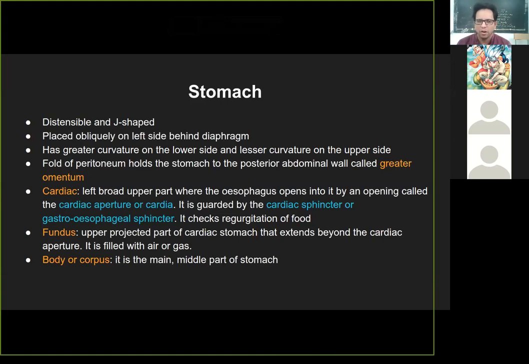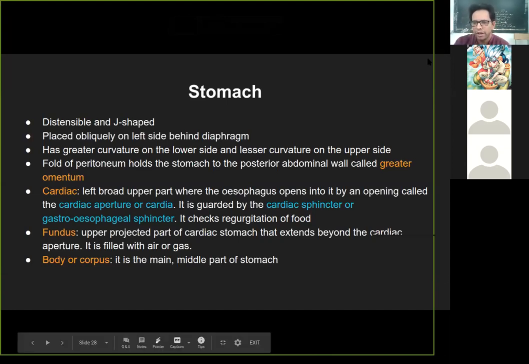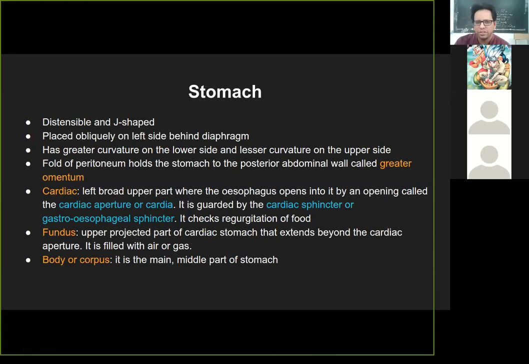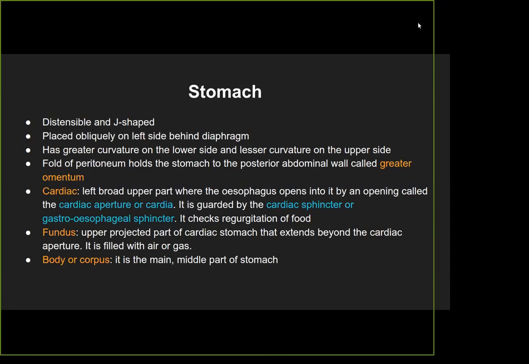The next organ within the digestive system, or throughout the alimentary canal, is the stomach. Now, again, basic information you might already be aware of. In case of stomach, it's a J-shaped and distensible organ. Distensible means it's kind of elastic in nature so that it can increase in size. So that's distensible. It's placed obliquely on the left side behind the diaphragm.